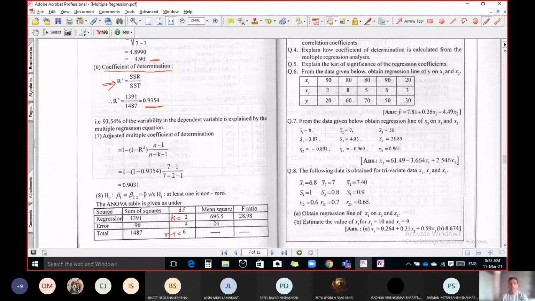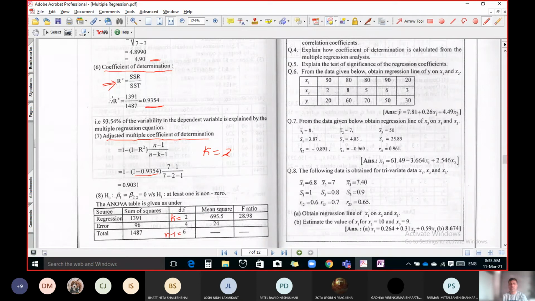And one more thing, adjusted coefficient of determination. You have to learn this formula. Subtract this from 1: 1 minus R square, multiplied by n minus 1 upon n minus k minus 1. Here k is 2. So simply, the formula for three variables becomes n minus 1 upon n minus 3 into 1 minus R square, and whatever we get, subtracted from 1, is the adjusted value of multiple regression.